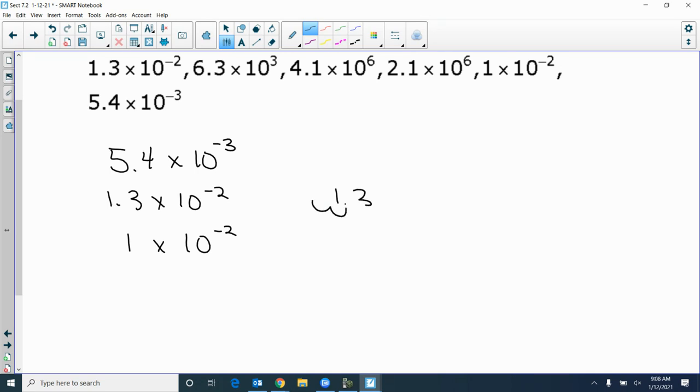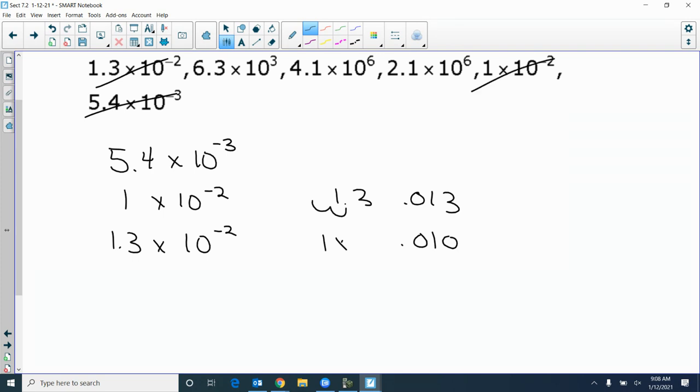So this would actually be 1.3 times 10 to the negative second. We would move it 1. We would move it 2. It would be 0.013. And this is 1 times 10 to the negative second. That would be 0.01. And you can put a 0 on there if you want to. So this would be 13 thousandths. This would be 10 thousandths. So look, if these are the same, go to the number. So make that a 1 and make that a 1.3. Okay, so that 5.4 times 10 to the 3rd is clearly the smallest. So that took care of that one, that one, that one.